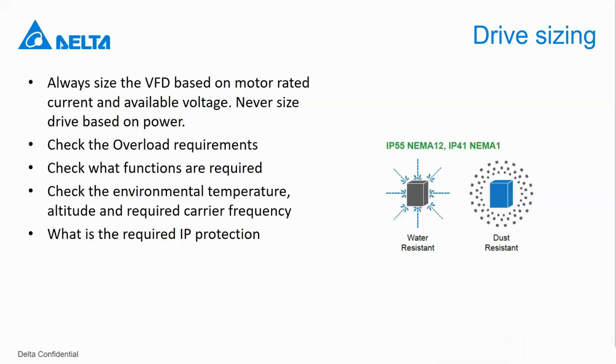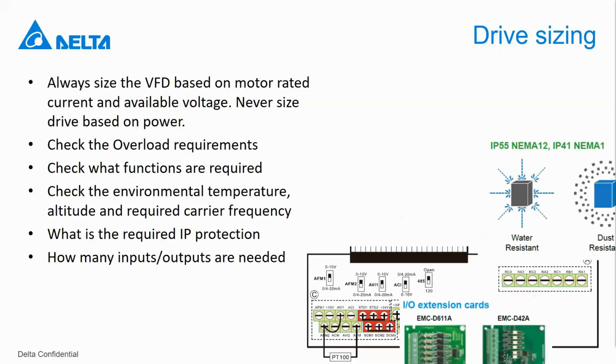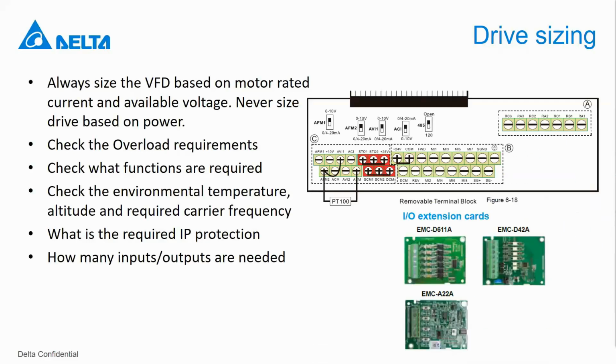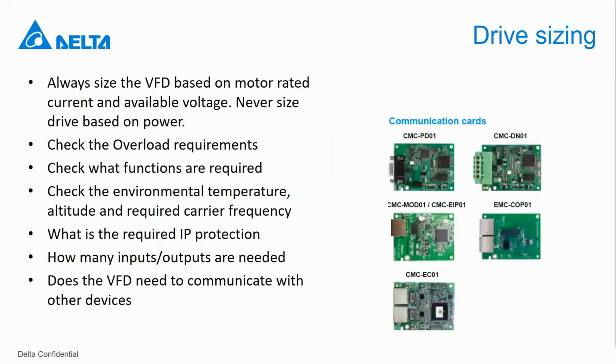Okay, so moving on, you also have to size the drive based on the required IP protection. You also need to check how many inputs and outputs are needed. If you find that the drive does not give you sufficient IOs, then we also have IO extension cards for the C family of drives, and also in the future for the MH. Then you need to check if the drive needs to communicate with other devices, and if it does, then you need to check which protocol is needed.